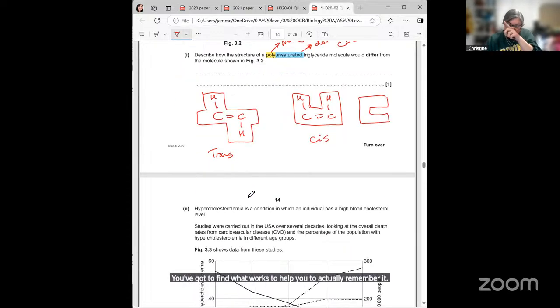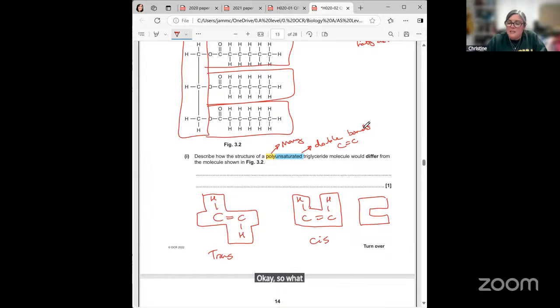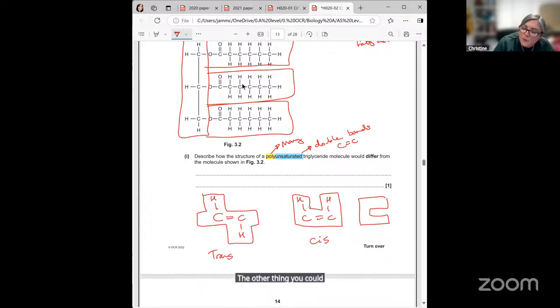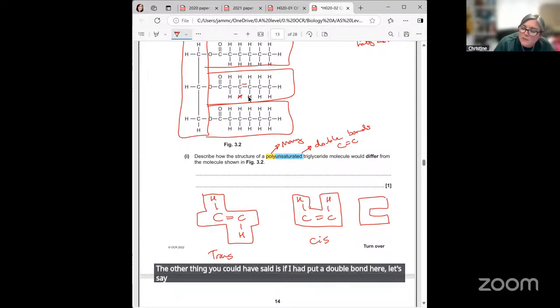Okay, so what's the difference? We've got many double bonds between those carbons. It's only a one marker. The other thing you could have said is, if I put a double bond here, let's say, and I removed that and removed that, because I've got a double bond now between those two carbons, I have fewer hydrogen atoms.